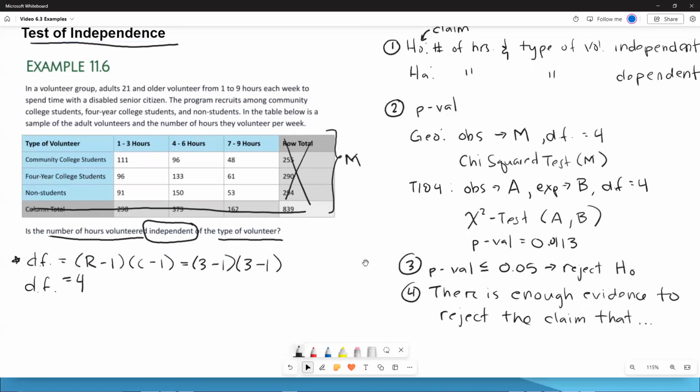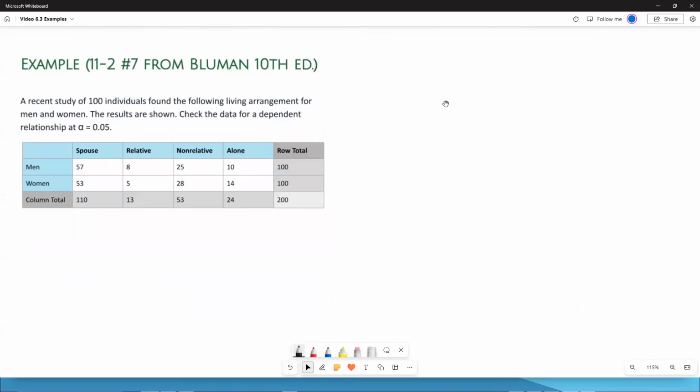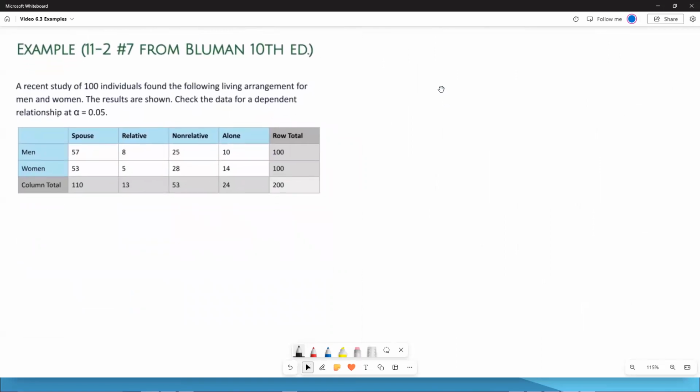Okay, let's go ahead and try another one. So this next example is pulled from a different stats book. It says a recent study of 100 individuals found the following living arrangements for men and women. The results are shown. Check the data for a dependent relationship at alpha equals 0.05. And then we can see in this table, they have 2 genders, men and women, and then 4 categories: living with a spouse, with a relative, with a non-relative, or alone.